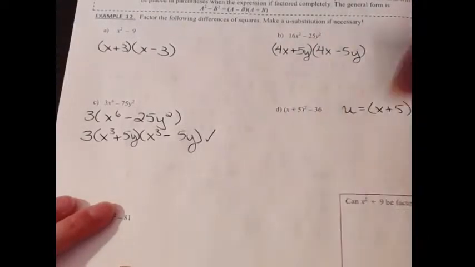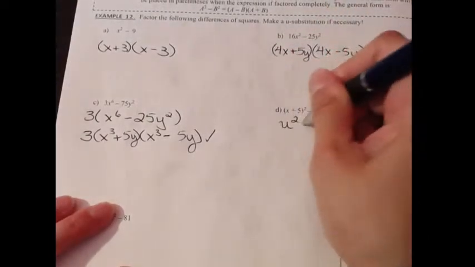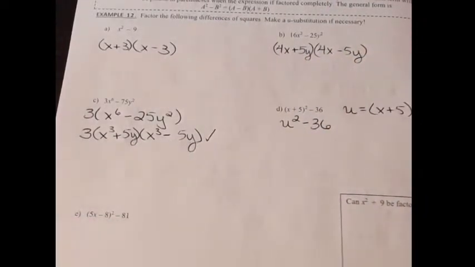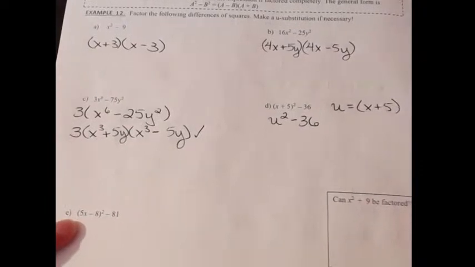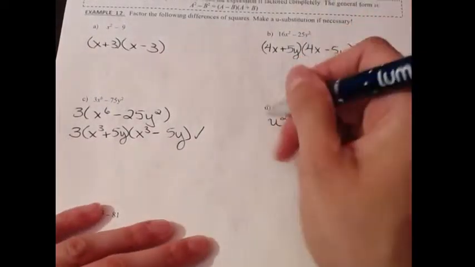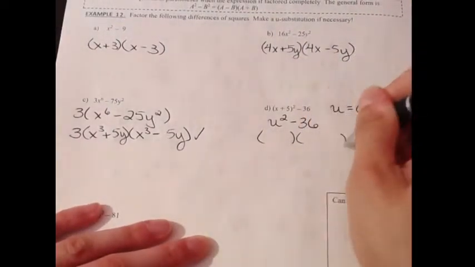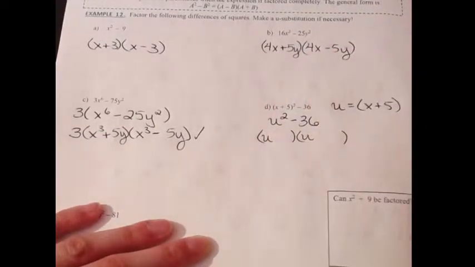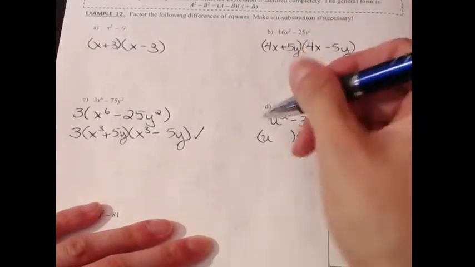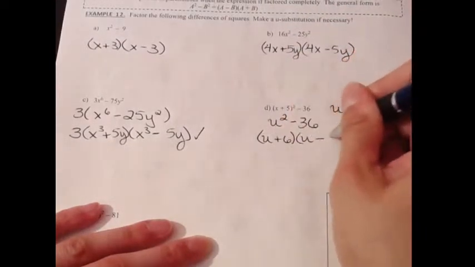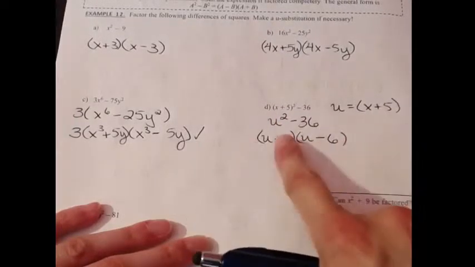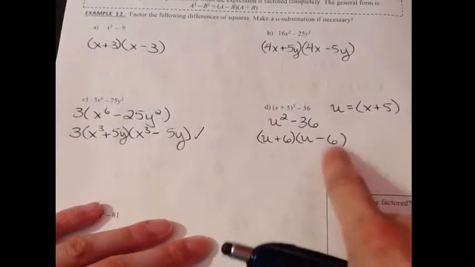If I replace x plus 5 with u, then I have u squared minus 36. Well, I know how to factor that. That represents the difference of two perfect squares. So let's go ahead and write out our parentheses. U squared breaks down into u times u. Negative 36 breaks down into positive 6 times negative 6. So far, so great. U squared minus 6u plus 6u, those cancel, minus 36.